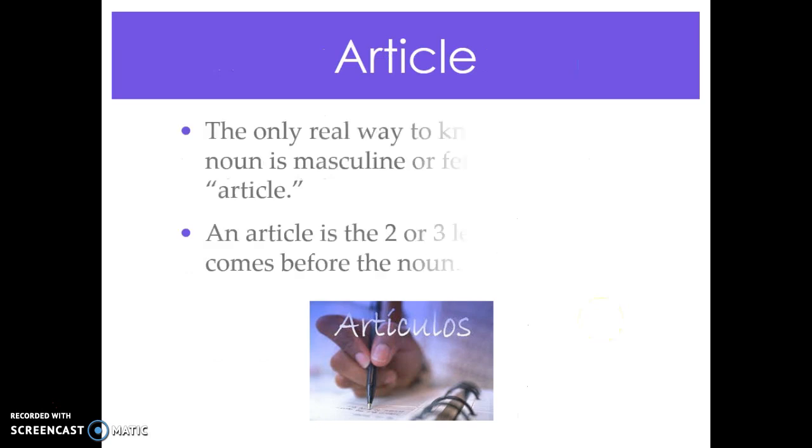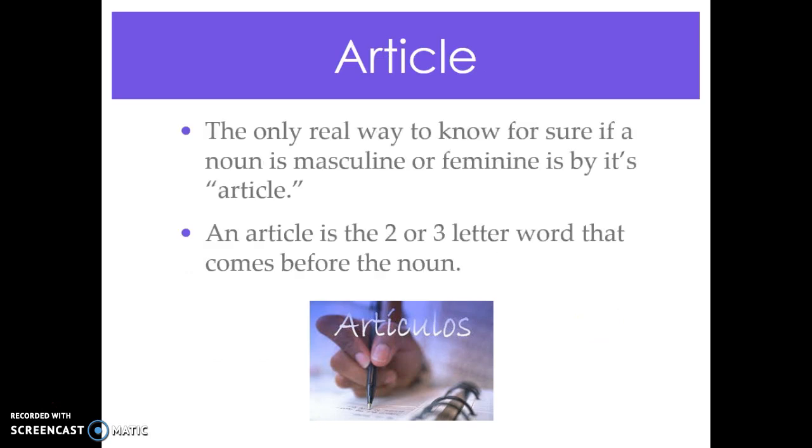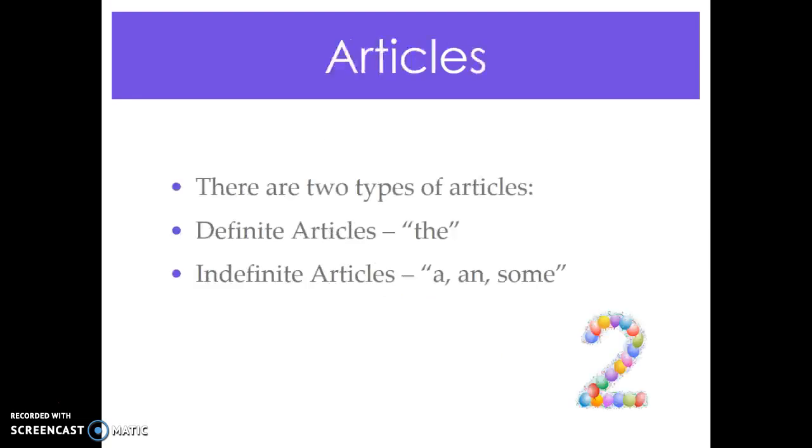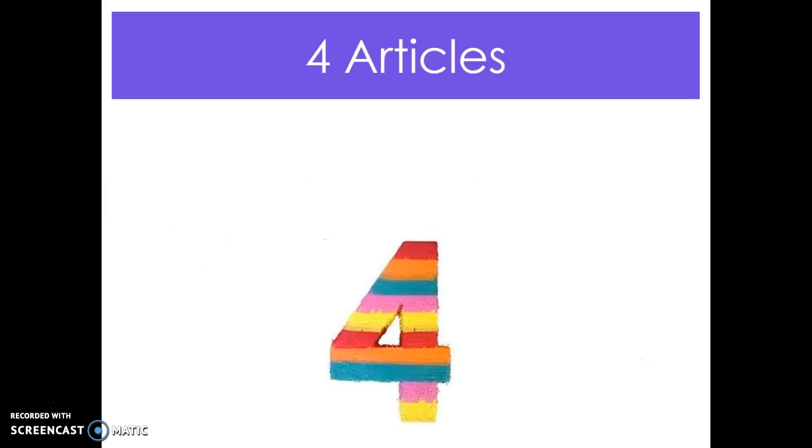Okay? Now let's move on to what artículos are, articles. The only real way to know for sure if a noun is masculine or feminine is by its article. An article is the 2 or 3 letter word that comes before the noun. There are 2 different types of articles in the Spanish language. We have definite articles, which mean the, and we have our indefinite articles, which can mean a, an, or some.